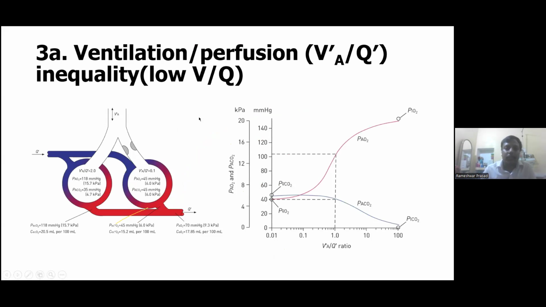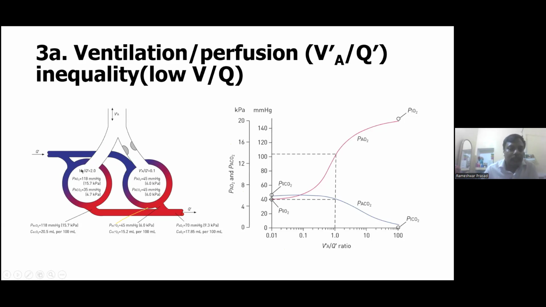Now, the third type of hypoxemia is due to ventilation perfusion inequality. That means low ventilation perfusion. Now, this is a model of two alveoli. You see, both the alveoli are well perfused. However, one alveolus is well ventilated, the second alveolus is poorly ventilated. Although some ventilation is happening here, because less air, that is less oxygen, is going inside this alveolus, the PaO2 in the alveolus is low. However, in this normal alveolus, PaO2 is normal.